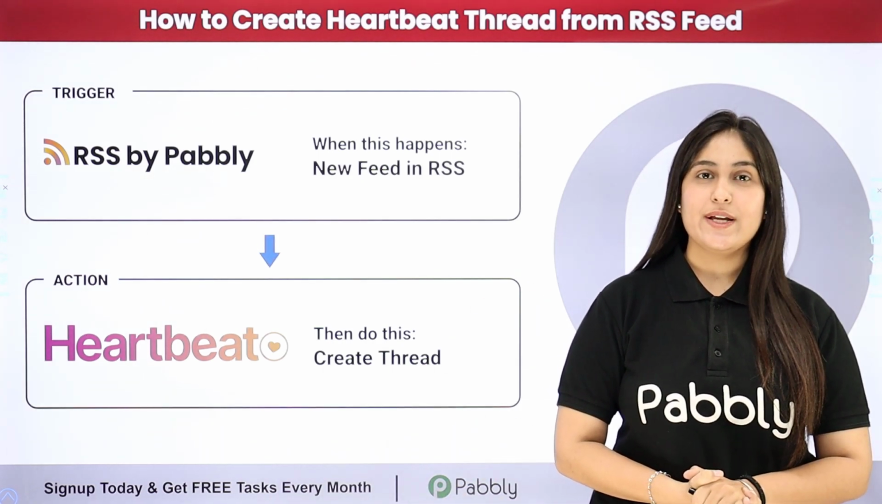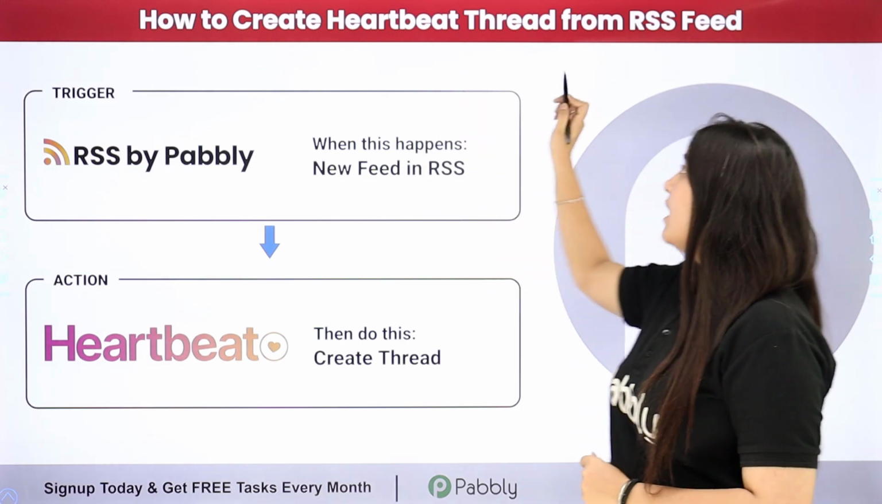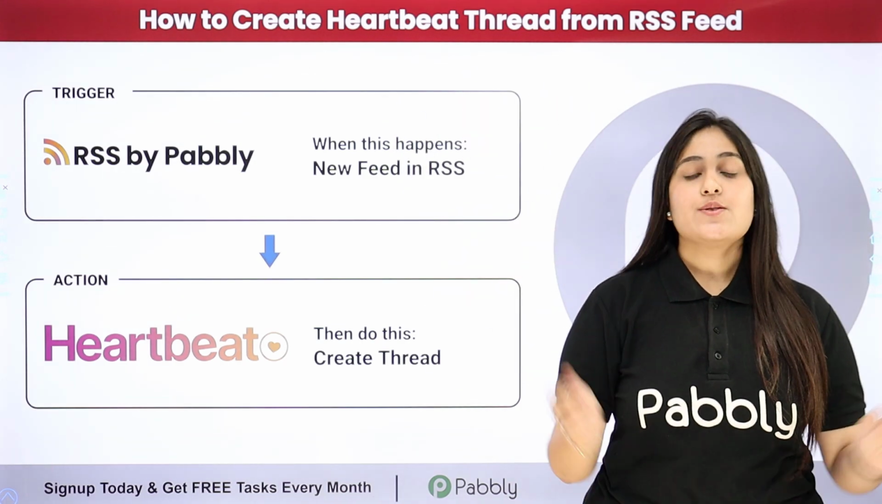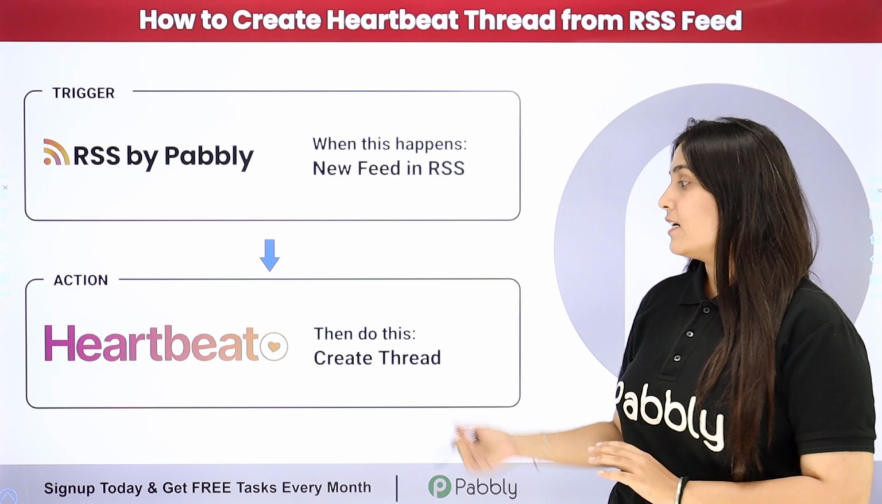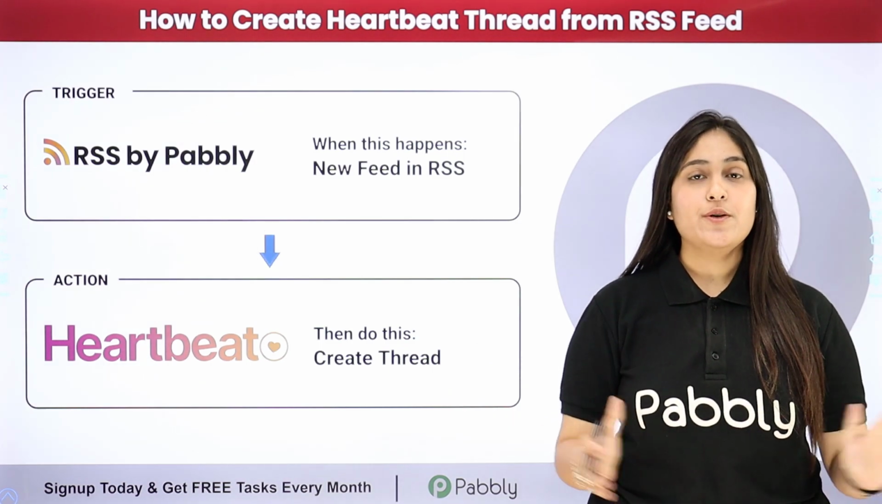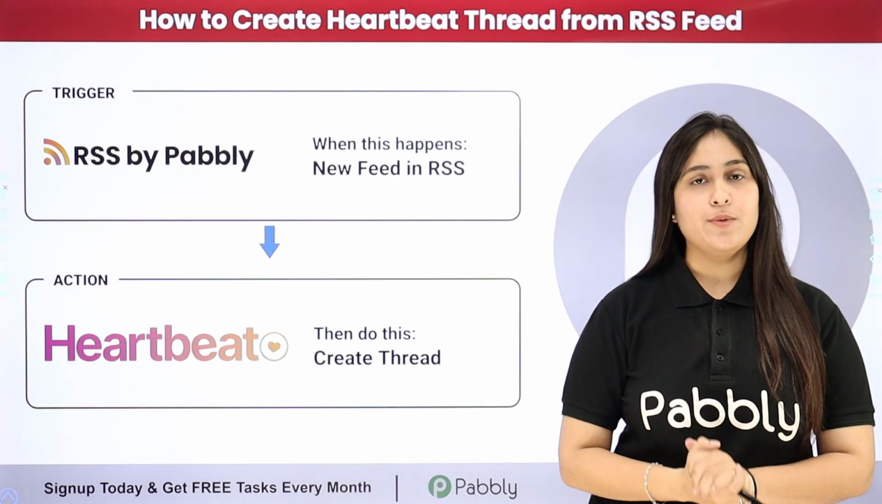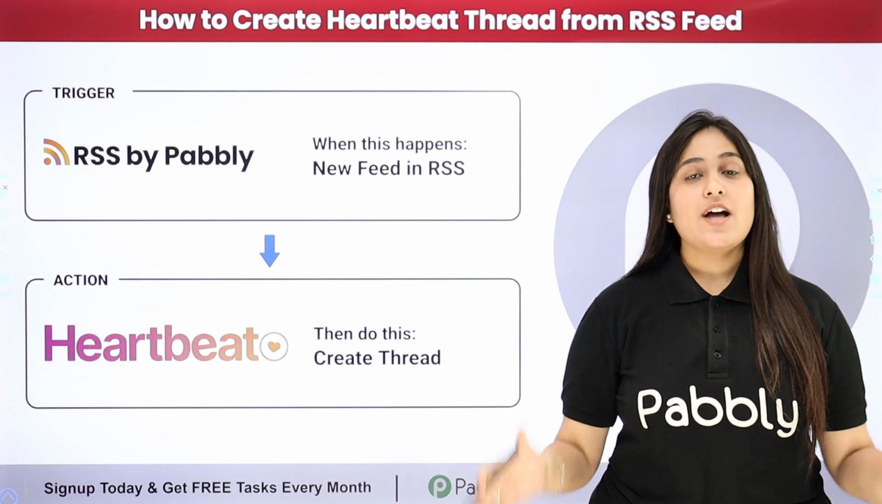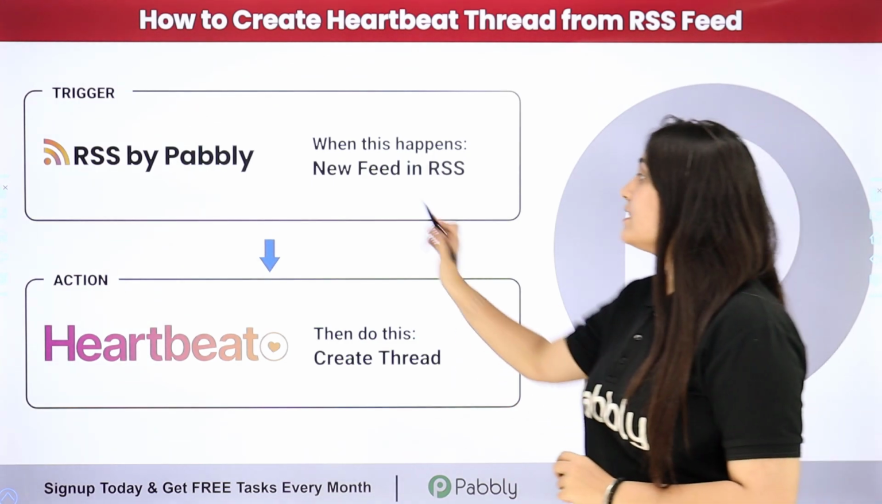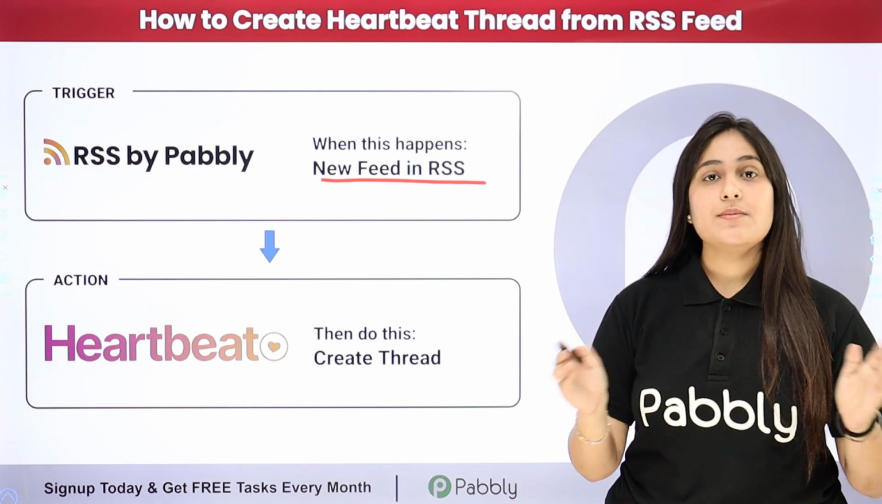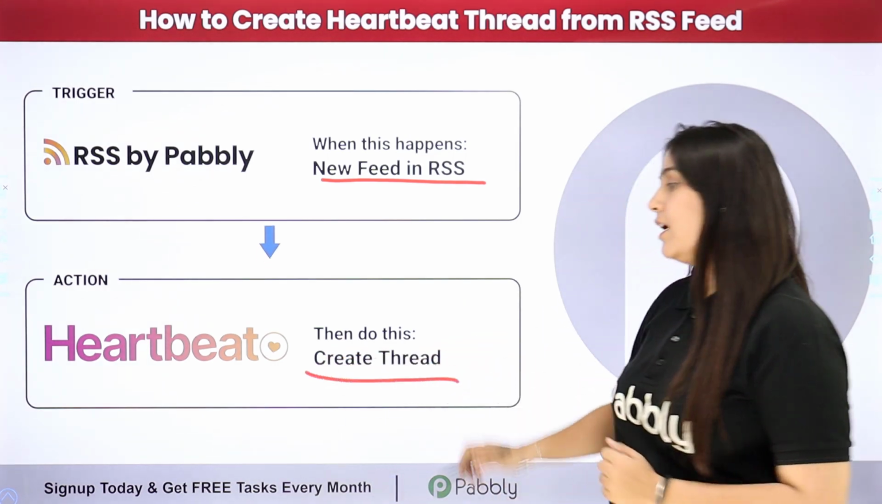So in this video we are going to understand how to create a Heartbeat thread from an RSS feed. I manage a community on my Heartbeat account and I want to share new sports related news whenever it is posted on my Heartbeat channel. So in this case I want that whenever I receive a new item in the RSS feed, a thread for it should automatically be created in my Heartbeat account.